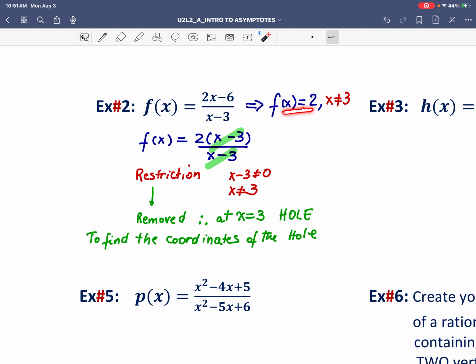Now, if the function has a hole, we're going to find the coordinates by using the simplified function. Why is that? If you substituted x equals 3 in the given function, then the denominator will become 0. So it will be undefined. The function is undefined at that point. So I'm going to say here, use the simplified function.